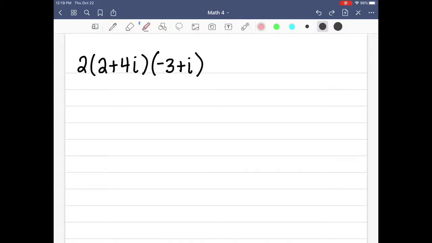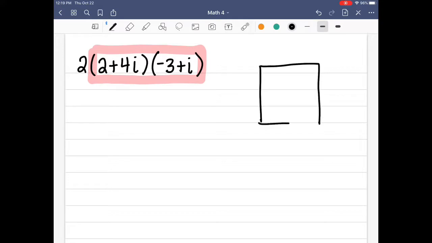I'm going to go ahead and take my 2 parentheses here that are multiplying, and I'm going to multiply those out. And then after I multiply those out, I'll distribute the 2 to the answer that I get. So I'm going to use my box method.